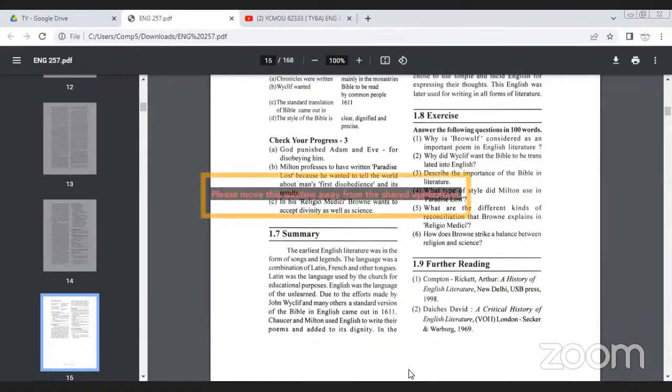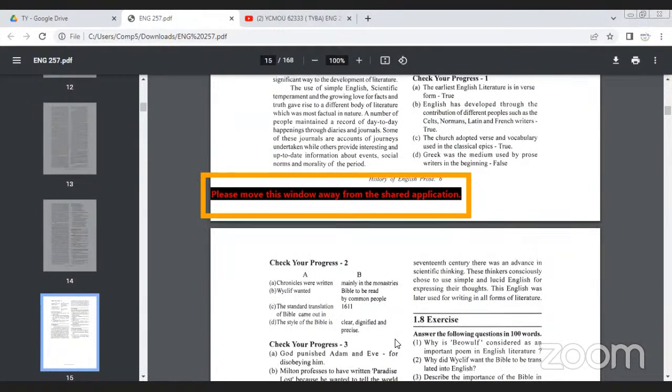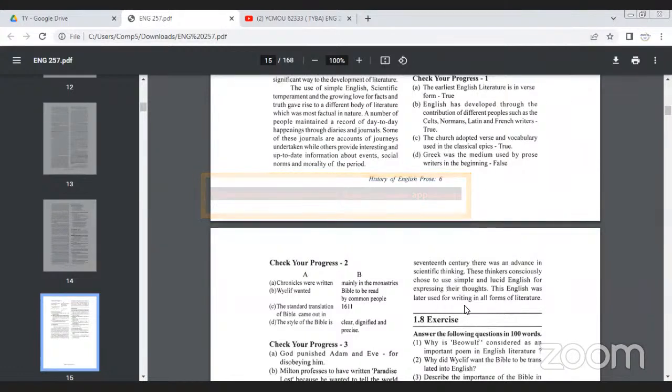Chaucer and Milton used English to write their poems and added to its dignity. In the 17th century, there was an advance in scientific thinking. These thinkers consciously chose to use simple and lucid English for expressing their thoughts. English was later used for writing in all forms of literature.